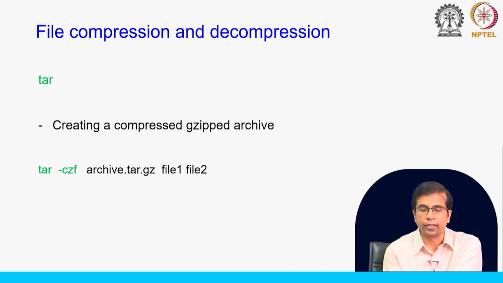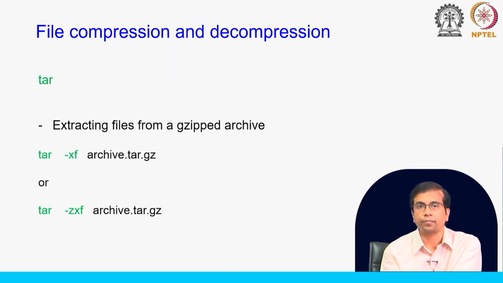This is the command you will use: tar -czf archive.tar.gz. You see these two extensions, .tar.gz. So, this is gzip compressed, and then the file names that you want to create the archive from.